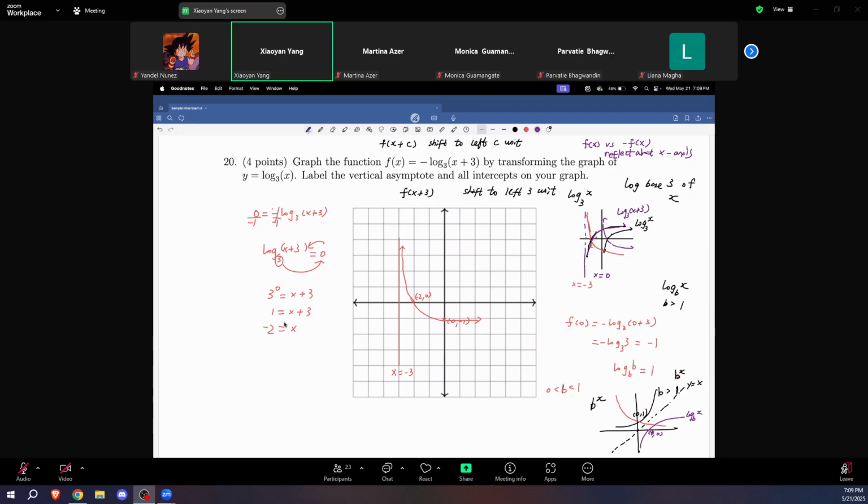So when we're doing a translation, step 1, horizontal shift. Step 2, horizontal or vertical stretch or shrink. Step 3, reflection. If I have a negative before f of x, like in this case, reflect about the x-axis. Reflecting about the x-axis means all the corresponding y values change sign. So that's the reflection. All the values just become the red one. The red one will be the new graph. Okay, that's it.